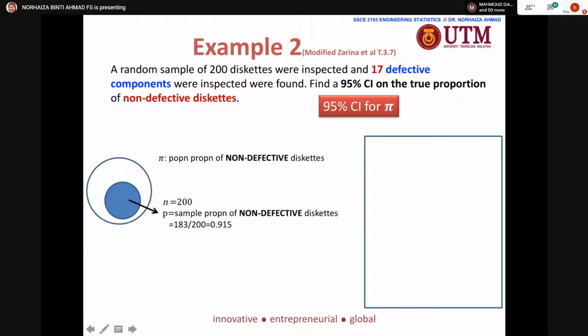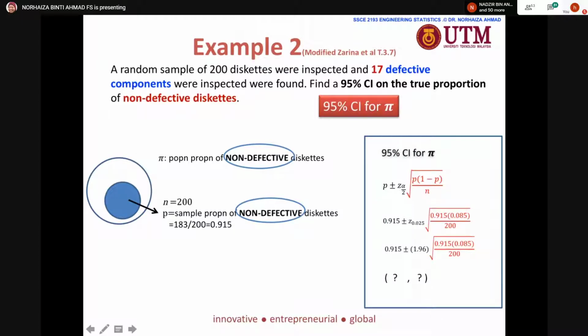So here I would have the sample proportion of non-defective, because this is what I'm interested in. Although it gives me the 17 defective, I don't need this information to estimate my non-defective. In this case, it's going to be 183 over 200, so that's 91.5%, because my interest is to know the estimate for my non-defective diskettes. Once you have that, make sure you have the right characteristic that you're trying to find, and use that to calculate your confidence interval.